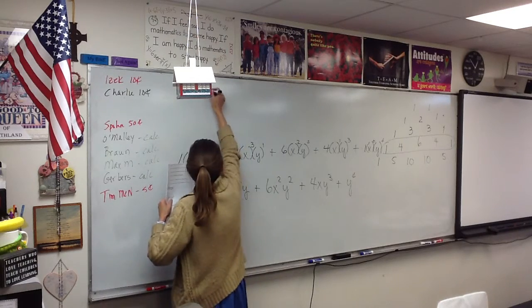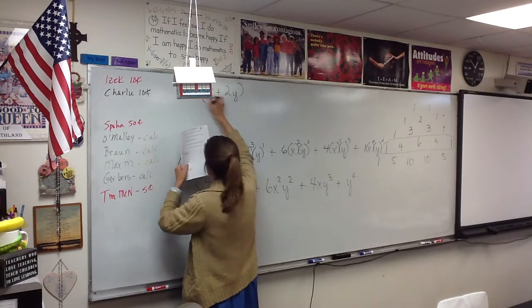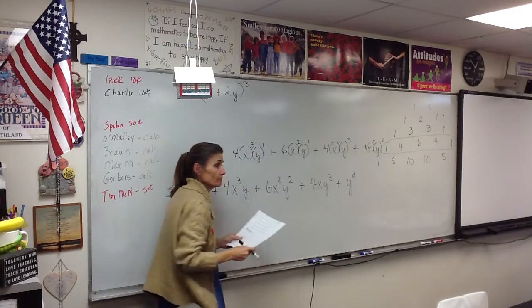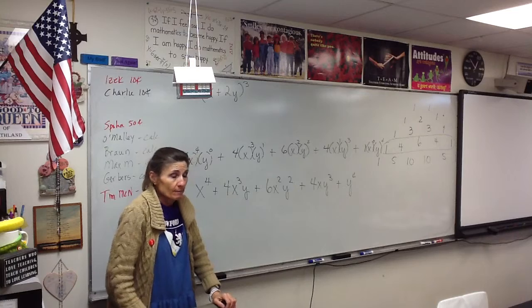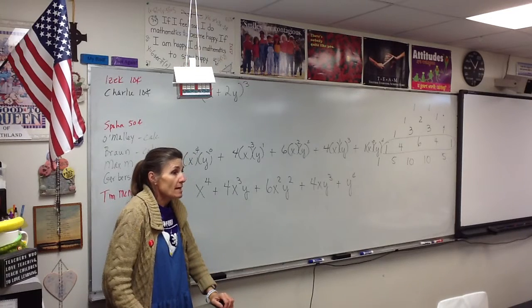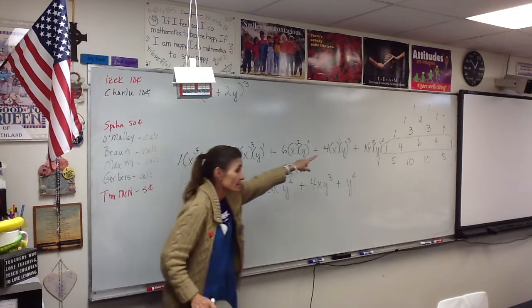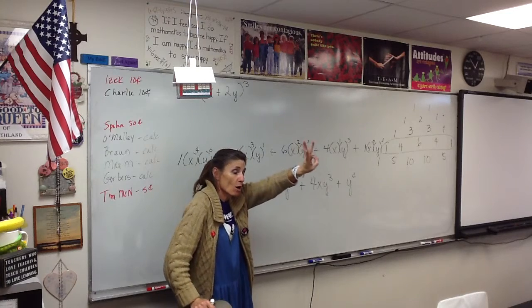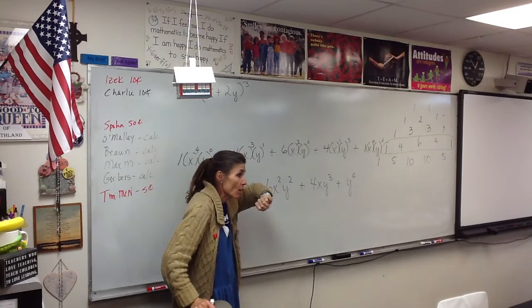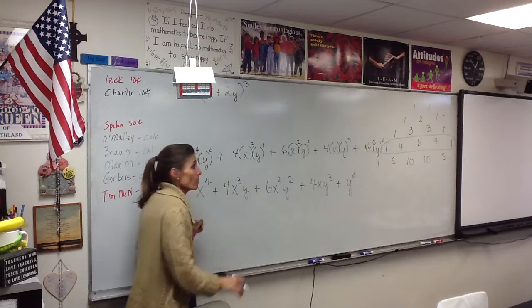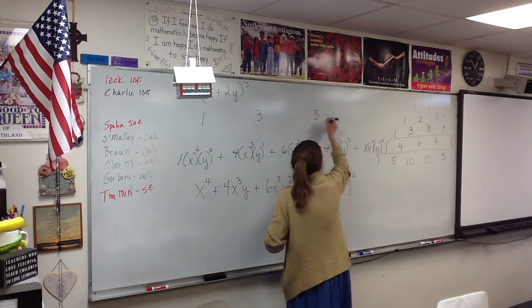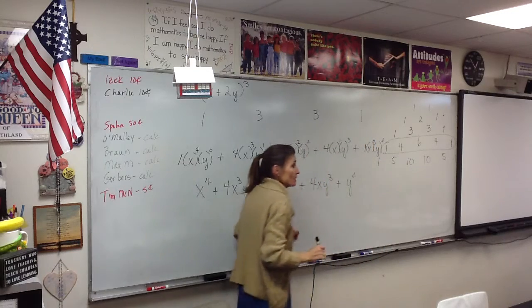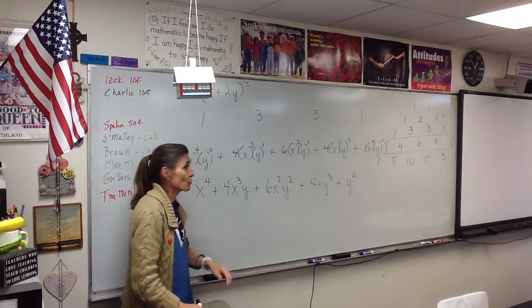Okay, the next one is x plus 2y to the third. Now, step one, I am going to write down the numbers in the third row. Why am I using the third row? Because it's to the third power. So I'm going to write 1, 3, 3, 1. Those are the numbers in the third row.